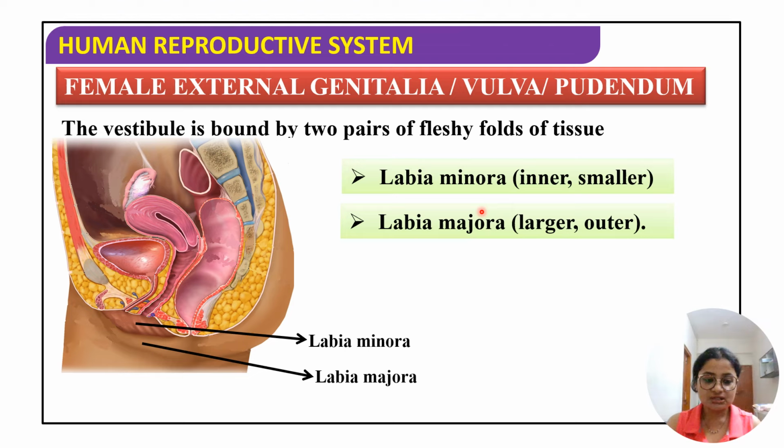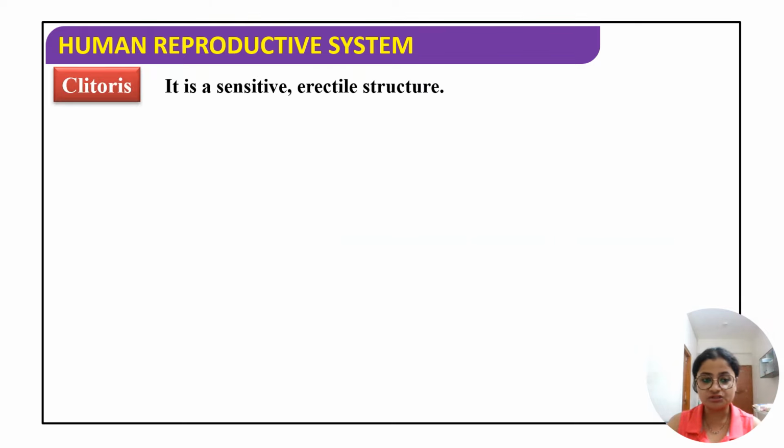Okay, so see, these are basically the labelings. So see, labia minora will be the smaller one and on the inner side, and labia majora will be on the outer side and it will be the greater one or the larger one.